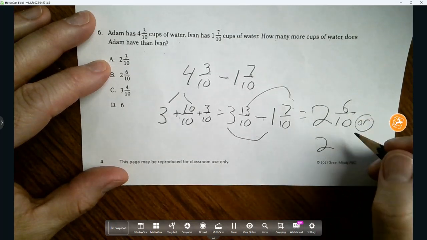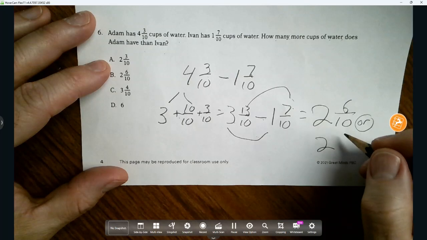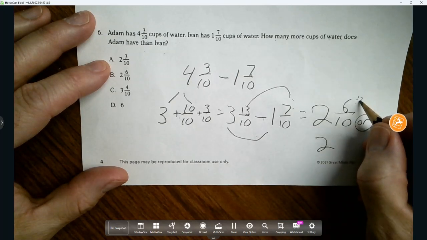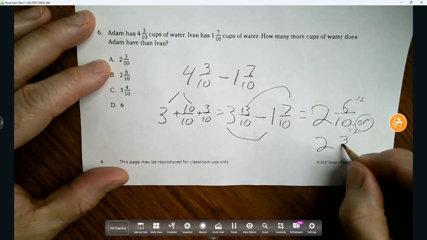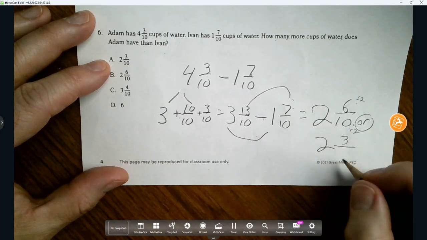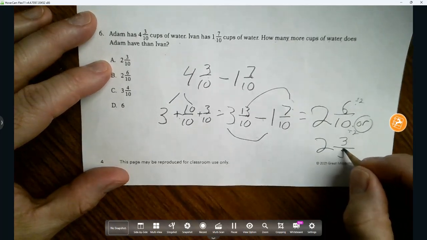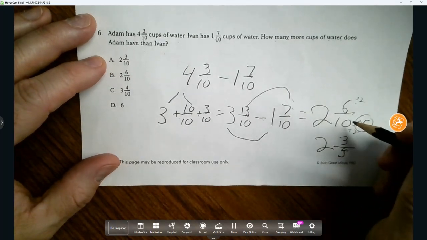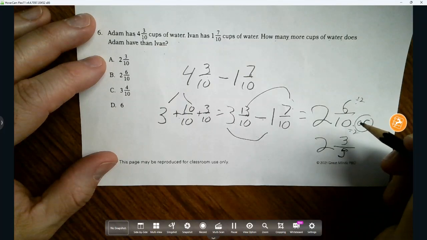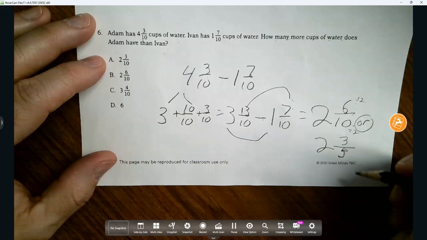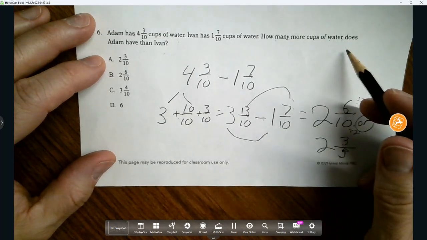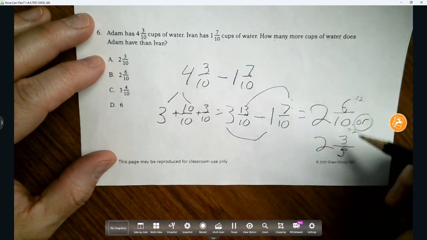Can we reduce this to the lowest common denominator? We sure can. Divide each one by 2. So 6 divided by 2 is? 10 divided by 2 is? All right. Your teacher's going to want to see 2 6/10. But if you want to be fancy, you can also show your teacher 2 3/5 because it's the same thing. Okay? That's how many more cups of water Adam has than Ivan. Right there.